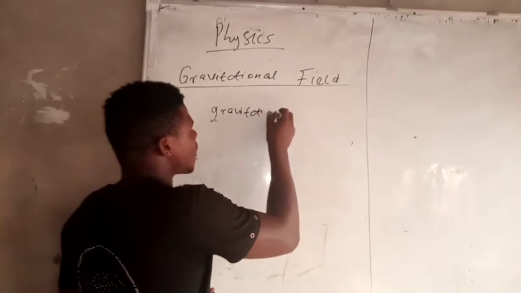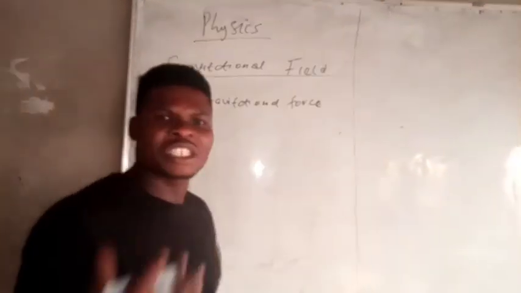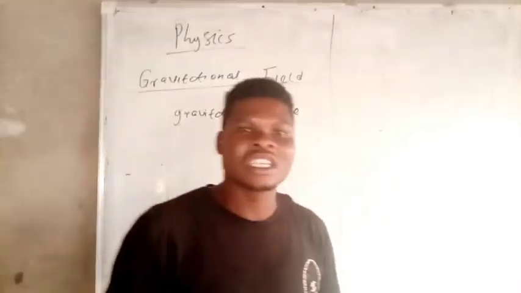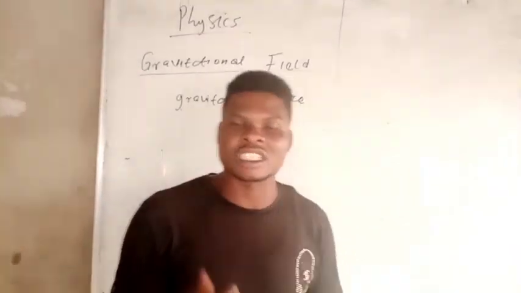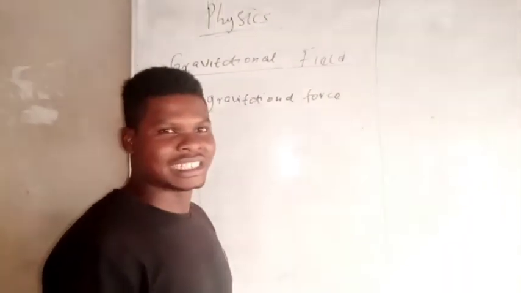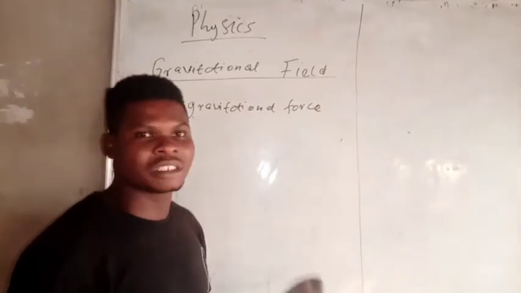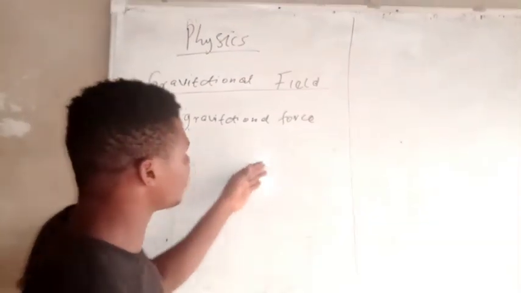What is a gravitational force? A gravitational force is a force which tends to pull all bodies towards the center of the Earth, just as the law of gravity states that anything which goes up surely comes down. That is according to the law of gravity.